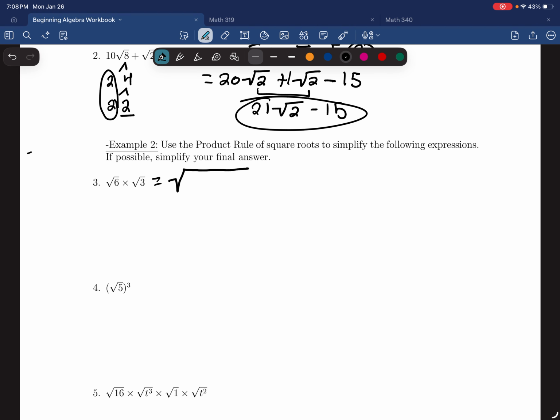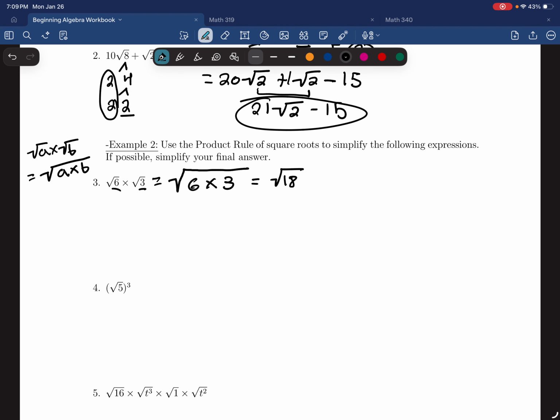And recall the product rule says that if you have the square root of a times the square root of b, you get the square root of a times b. So in essence, we just take the two integers, 6 and 3, put them under a single square root, and multiply the two numbers together. So we get 6 times 3, which is 18. And I encourage you to pause the video and try to simplify the square root of 18, because the square root of 18 can be simplified.